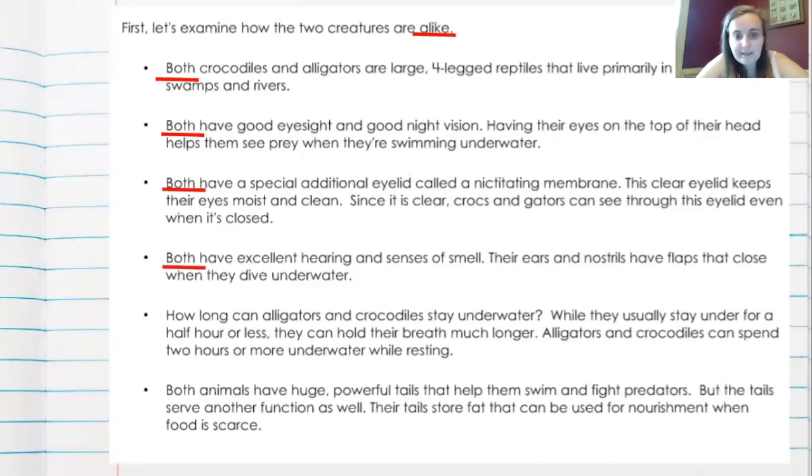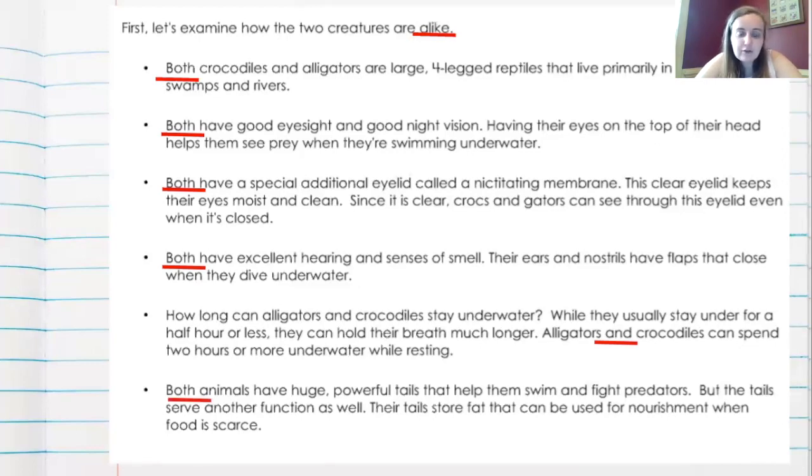Both have excellent hearing and senses of smell. Their ears and nostrils have flaps and close when they dive underwater. How long can alligators and crocodiles stay underwater? While they usually stay under for half an hour or less, they can hold their breath much longer. Alligators and crocodiles, we can underline the word "and," that's a signal word. Alligators and crocodiles can spend 2 hours or more underwater while resting.